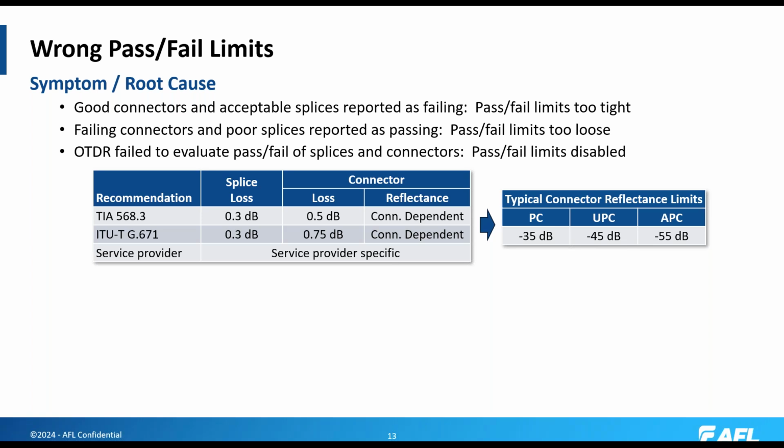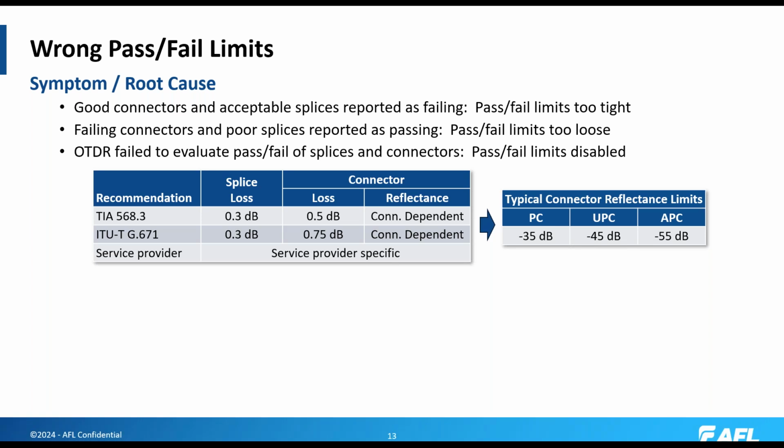There's commonality across these standards. A typical splice loss number for all three of the standards is 0.3 dB. Connector loss may be 0.5 dB or 0.75 dB. And reflectance of your connector is connector dependent. Your splices are non-reflective, so there is no reflectance spec for them.